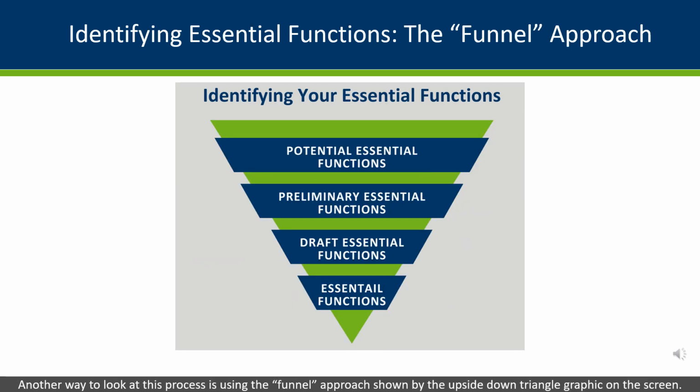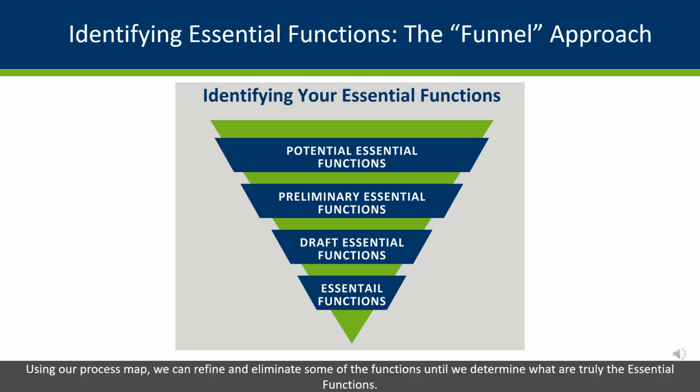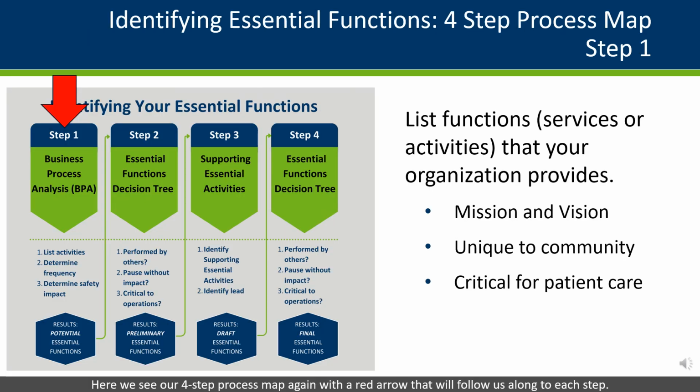Another way to look at this process is using the funnel approach, as shown by the upside down triangle graphic on the screen. Not every function you do every day is essential. Using our process map, we can refine and eliminate some of the functions until we determine what are truly the essential functions. Here we see our 4-step process map again with a red arrow that will follow us along through each step. The red arrow points to step number 1.